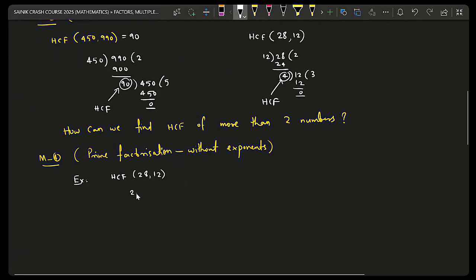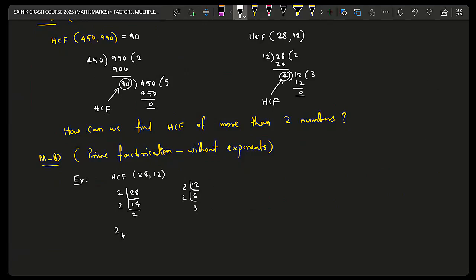So 28, we already discussed in today's class how to prime factorize. Divide only by the prime numbers and move forward. 2 into 14 is 28, 2 into 7 is 14, and we get a prime number, we have to stop. And 12: 2 into 6 is 12, 2 into 3 is 6.